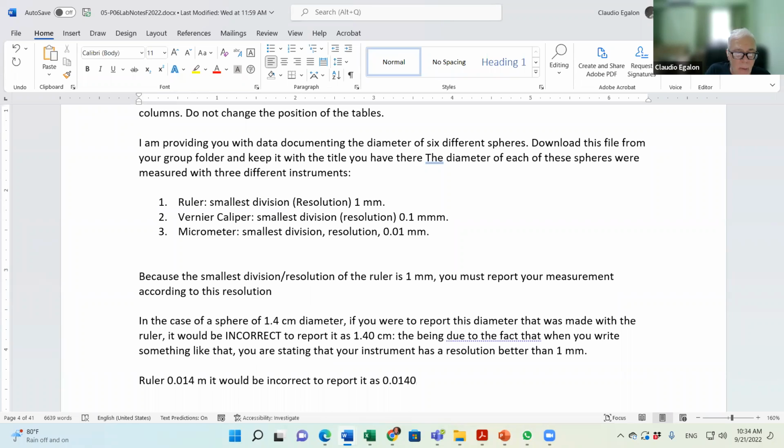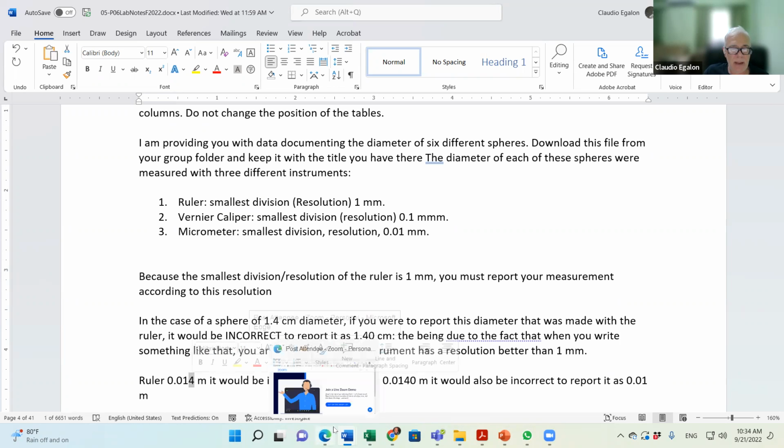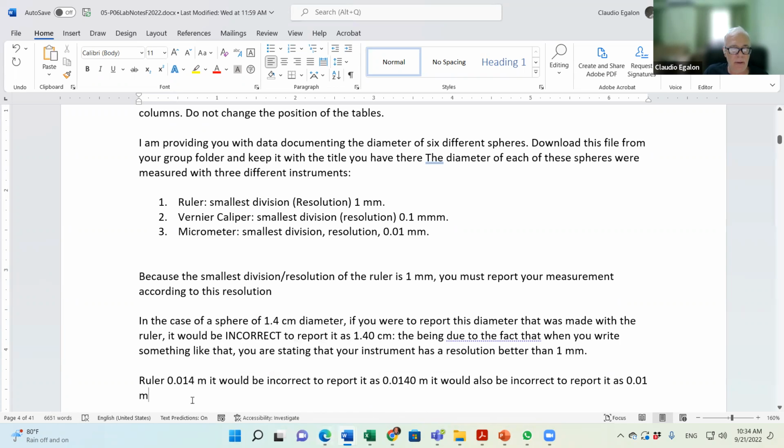It would also be incorrect to report it as 0.01 meters. It would also be incorrect to drop this last figure.